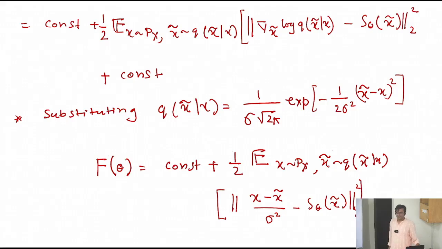So now we are training for this loss function. What do you think theta will try to do when you train for this loss function? What is the optimal s theta? In the optimal s theta, what will it match? It will match x minus x tilde by sigma square. What is x minus x tilde? Noise. What is s theta learning? The noise that you added. What is it trying to do? Denoise.